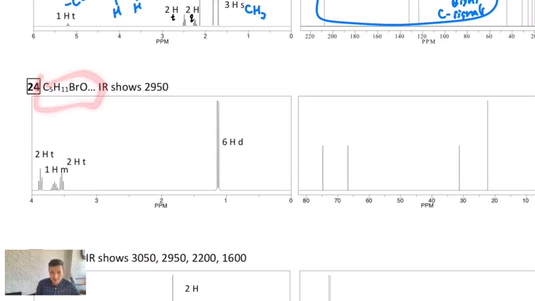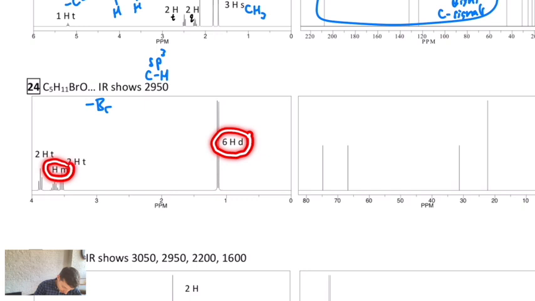C5H11BrO, very boring IR spectrum. All I see are CH bonds. That's sp3 CH bonds, isn't it? Because it's a little below 3000 to the right. The molecular formula, before I forget, has a bromine in it somewhere. And then what else do I have? Well, I have a big 6 hydrogen doublet and a 1 hydrogen multiplet.